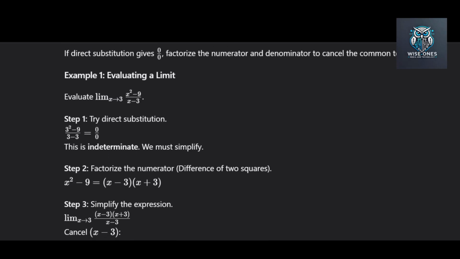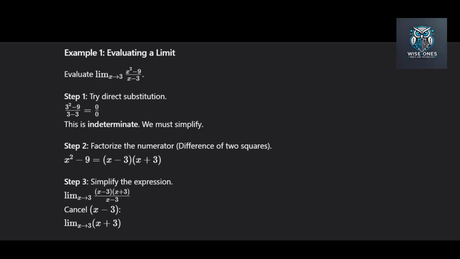Let us look at example 1. Evaluating a limit. The question is, evaluate limit as x approaches 3 of the fraction x squared minus 9 over x minus 3. Step 1. Try direct substitution. We put 3 where x is. Top, 3 squared minus 9. 9 minus 9 is 0. Bottom, 3 minus 3, 0. So we get 0 over 0. This is indeterminate. We must simplify.